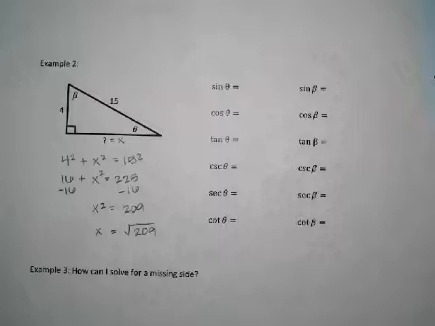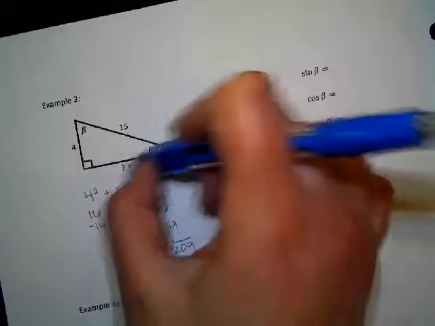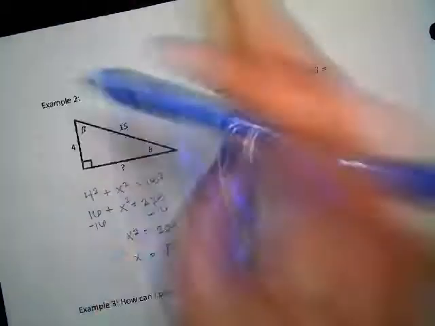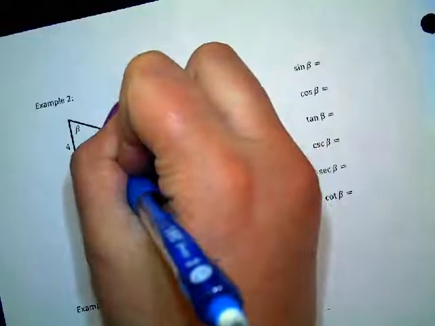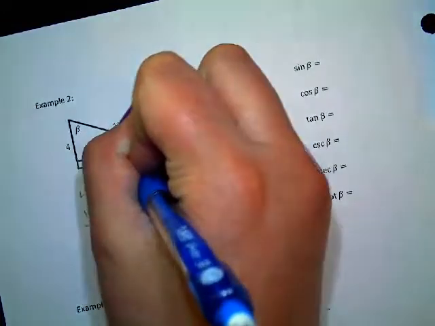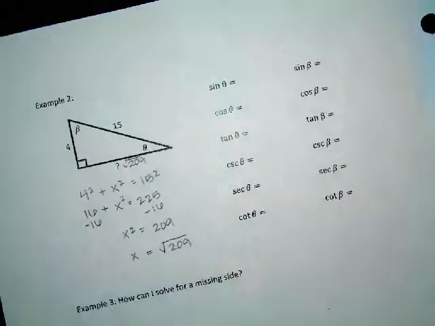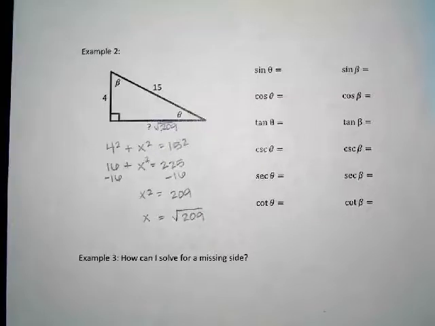Are we comfortable with everything we've done so far? That all makes sense? Okay. So up here, I'm going to write that my side is the square root of 209.